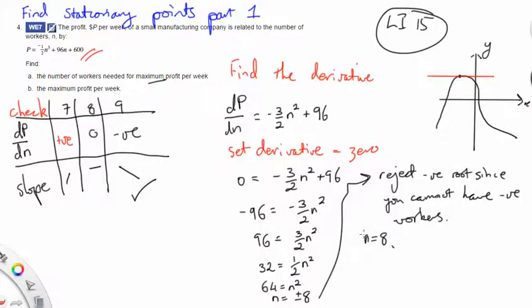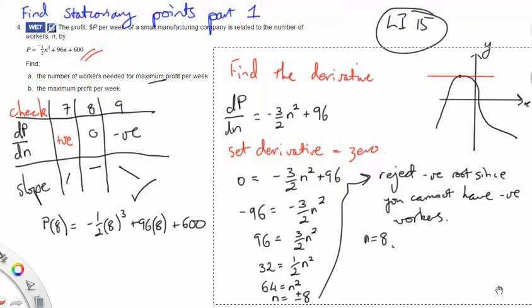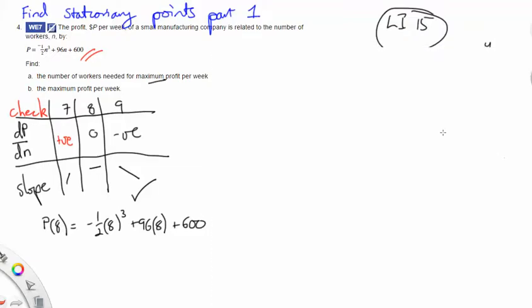But what is the maximum profit? Well, we sub it back into our original function. So P of 8 equals negative a half, 8 cubed, plus 96 times 8 plus 600. Alright, tricky. They're asking us to do this without a calculator. Yeah, they can ask you to do that. I'm going to wipe this part, so please pause the video if you want to copy any of that down, because it's gone. It's disappeared.